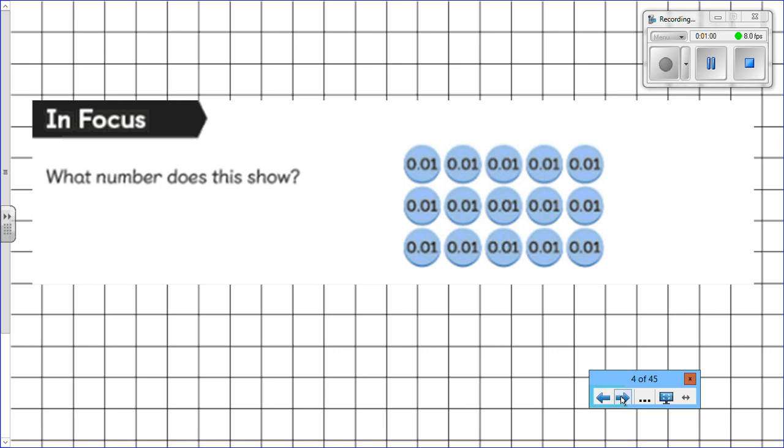How many place value counters are there altogether? What number do they represent? Pause here and make a note in your journal. How will you represent this number?